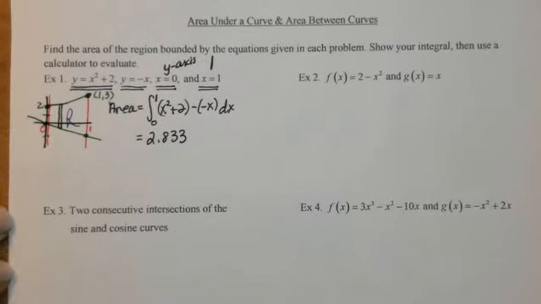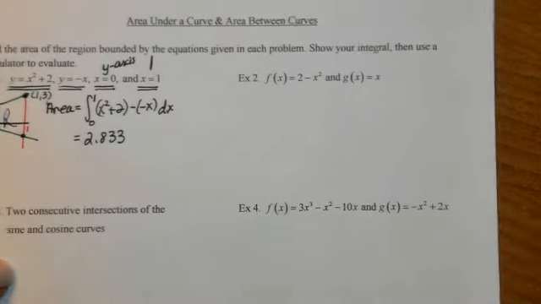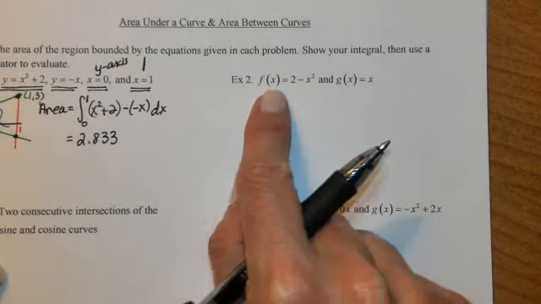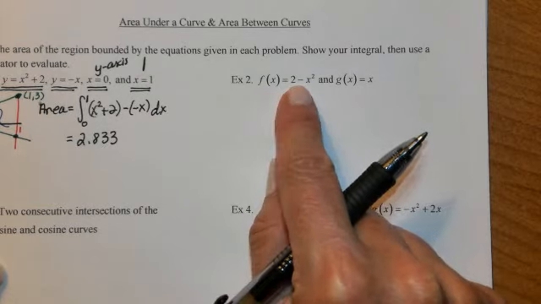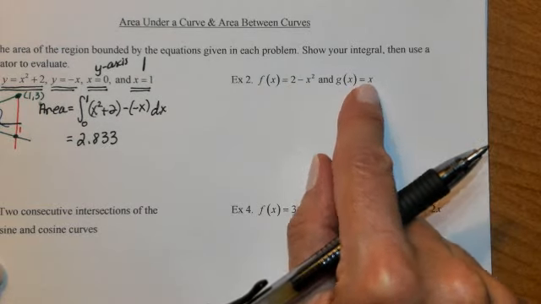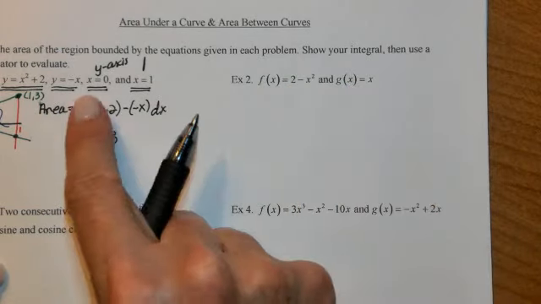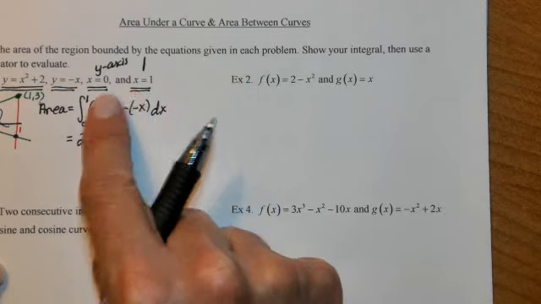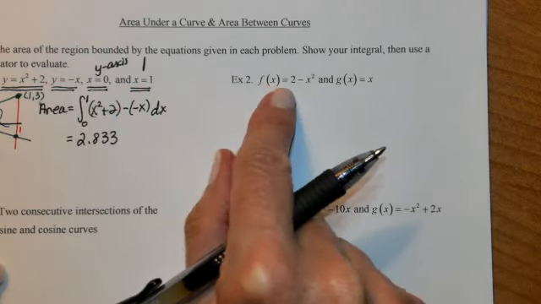Okay, example 2. And it makes sense. So we're finding the area between these curves. Here's another parabola, and here's a line. In this one, they don't give us the 2 x values to go between, so we're going to have to figure that out from the problem.